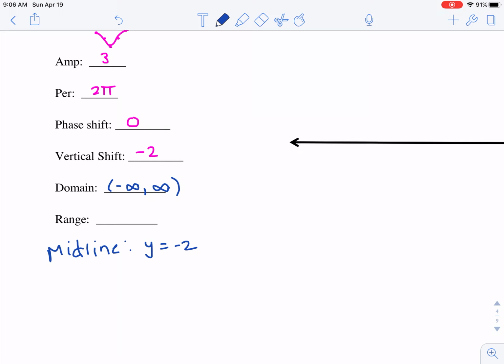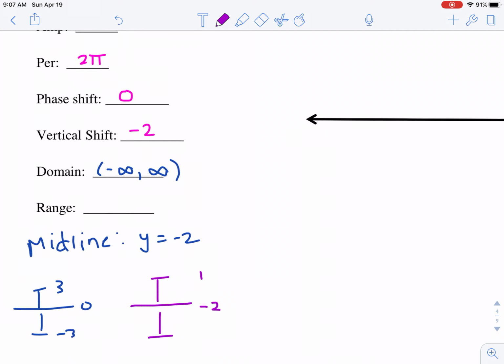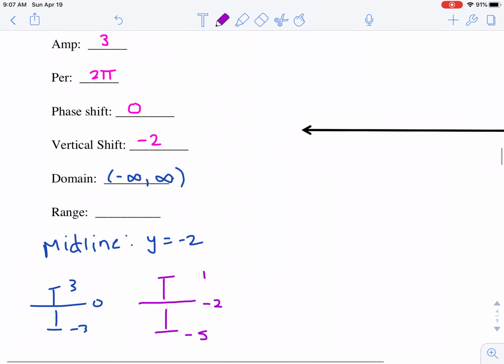So normally, we would have a midline at 0 and an amplitude at 3, right? And we'd go up 3 and down 3. But now, the midline tells us we're at negative 2 instead. So we're going to shift from 0 down 2. So that means our maximum going up 3 from that is only going to be at 1. And our minimum is only going to be, let's see, we're at negative 2, and we're going to go down 3, so that's going to be at negative 5.